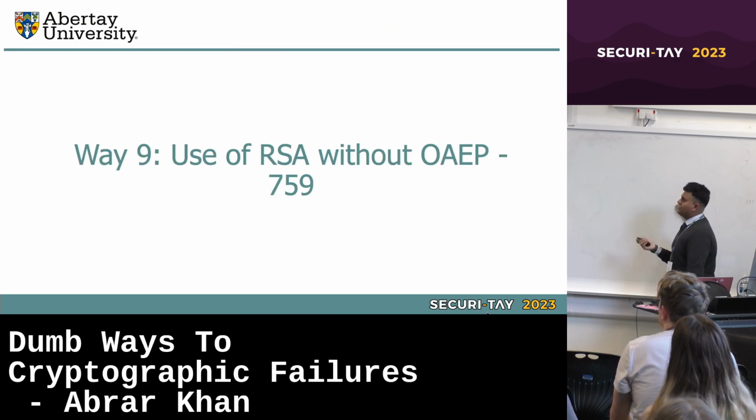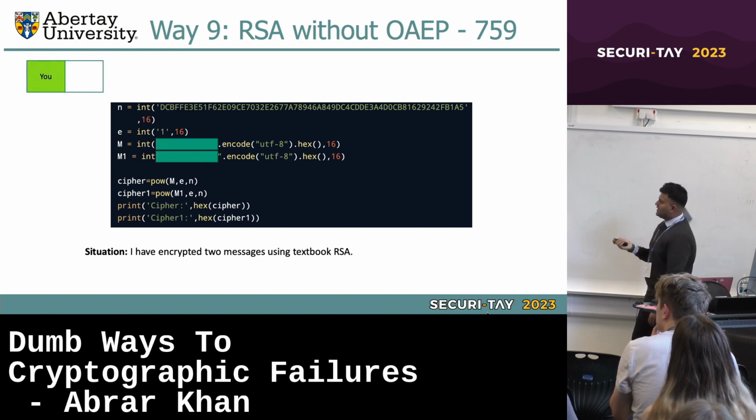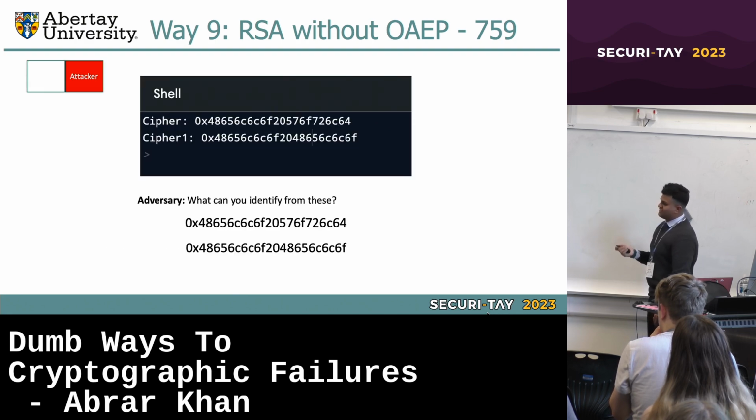And then we have use of RSA without OAEP. RSA, as you know, is an asymmetric algorithm that you use. Here is just a normal exercise that I have made for you. You can see there's a modulus called M, then there's a public key E, and then there are two messages, M and M1, and I have encrypted them using RSA. So cipher is equal to message raised to the power public key, modulo the modulus. So we have these two ciphers.